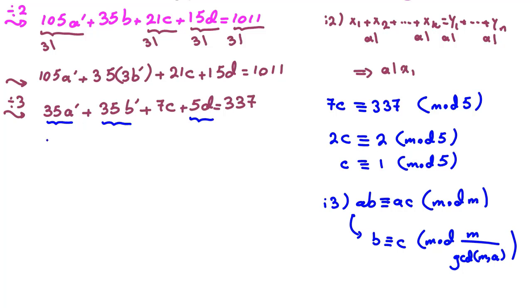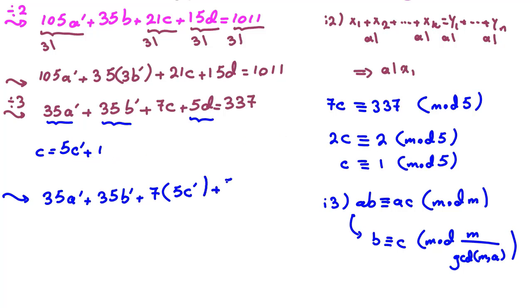So we can conclude c will be what? c is 5c prime plus 1. So we can replace 35a prime plus 35b prime plus 7 times 5c prime, and 7 times 1 will be 7. I subtract 7 from both sides, so it will be 330.